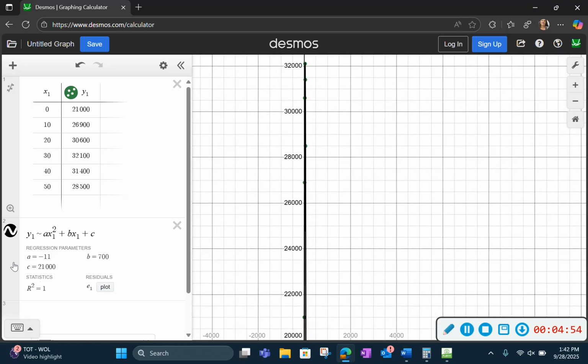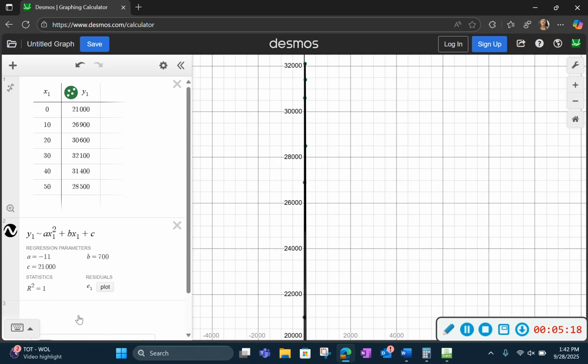So they've given us our answer, guys. So really, we don't really have to do anything. They're telling us, based on this data information, your A value should be -11, your B value should be 700, and your C value should be 21,000. Well, if we look, when X was 0, Y is 21,000. So that's definitely our C value because that's our Y-intercept.